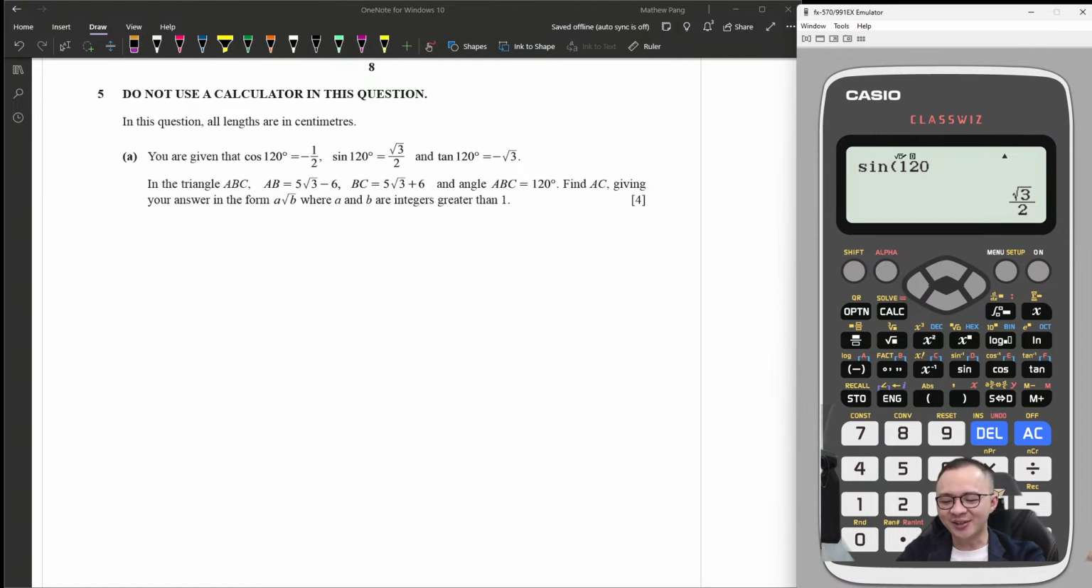But why did they put sine, cos, tangent? Because they do not want to hint that this question should use sine, cos, or tangent. So they give you all, then you decide which one to use.